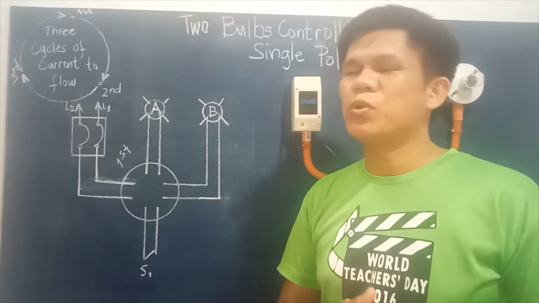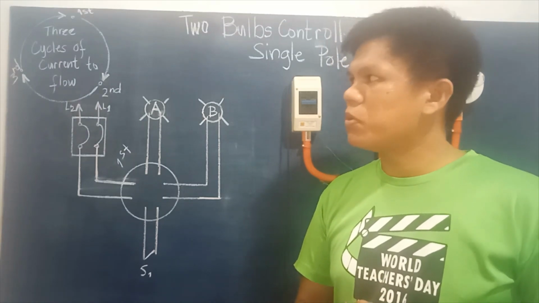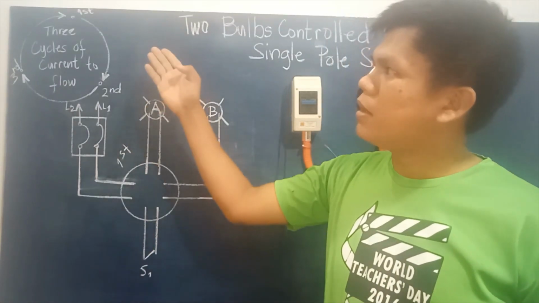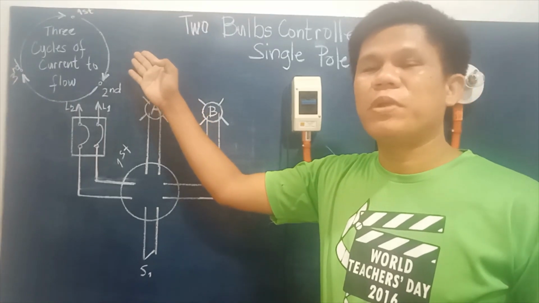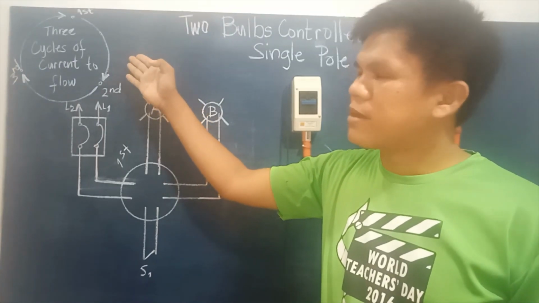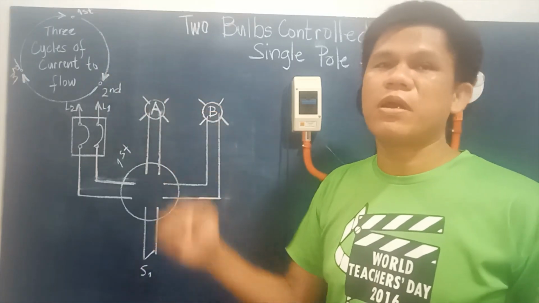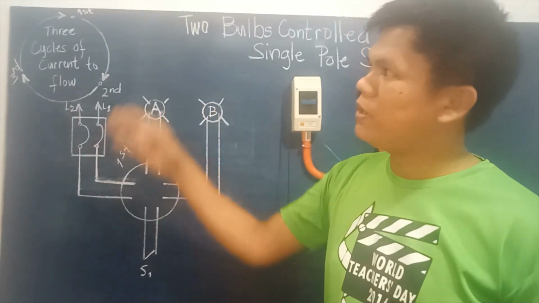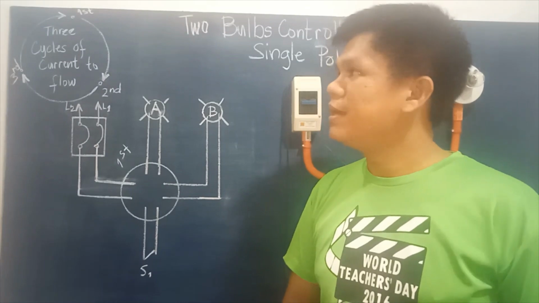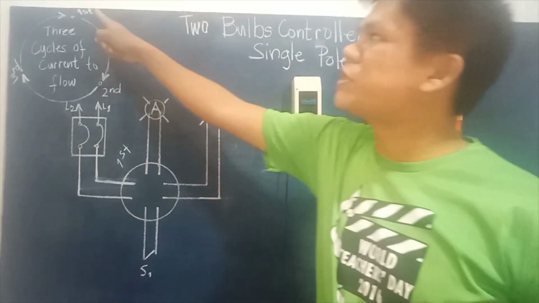Ang dami pong natuturo ng electrical subject, pero minsan po nalilimutan po. They were able to forget to discuss the principles of current to flow in the circuit. So we have here the 3 cycles of current to flow in the circuit. So we have here the first cycle.